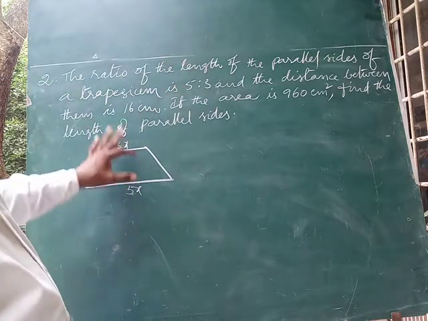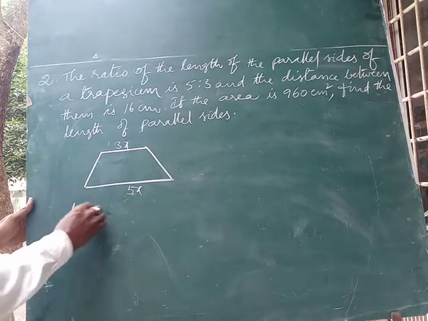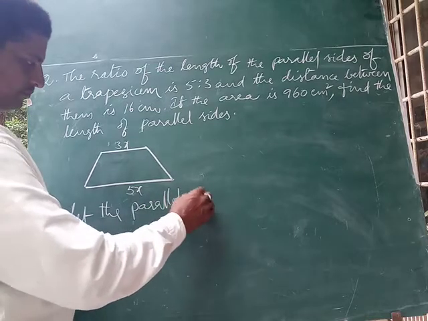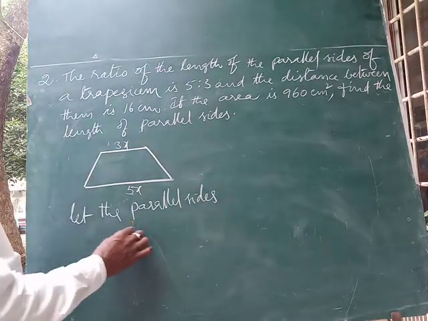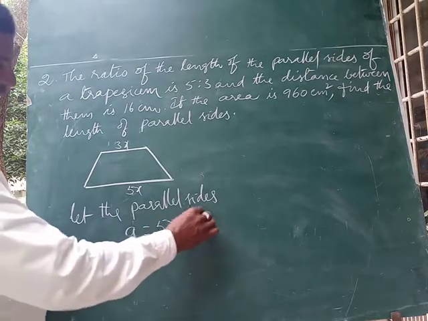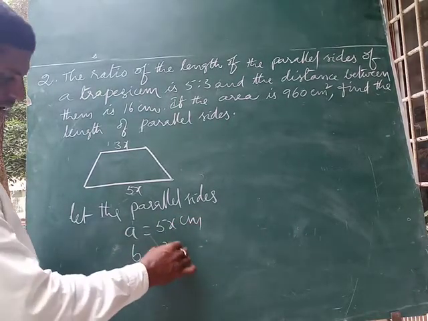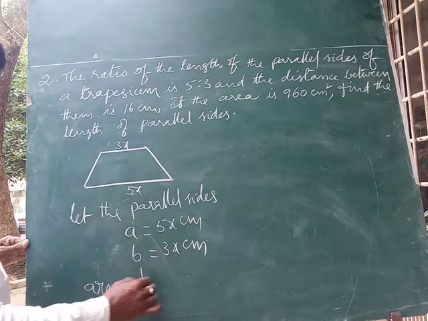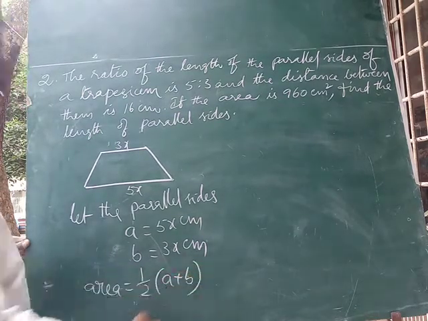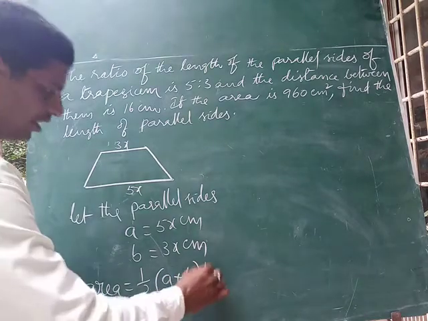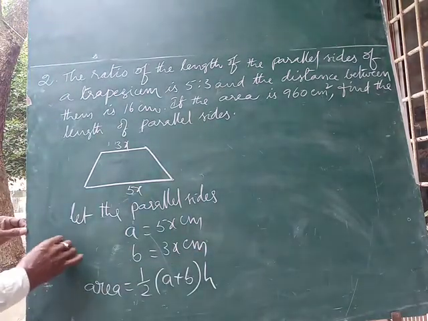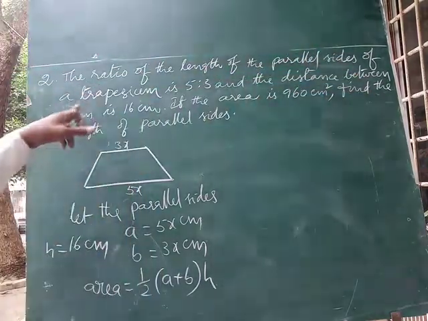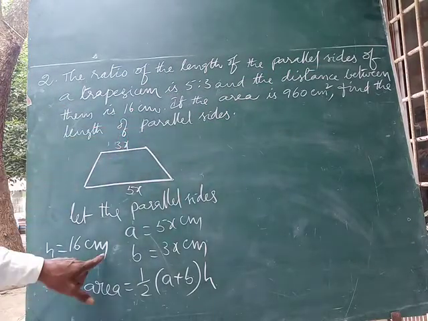So this is 5x and this is 3x. Let the parallel sides be A equal to 5x centimeters and B equal to 3x centimeters. Then area equals half into (A plus B) into H. Here H is equal to 16 centimeters, because the distance between them is 16 centimeters.